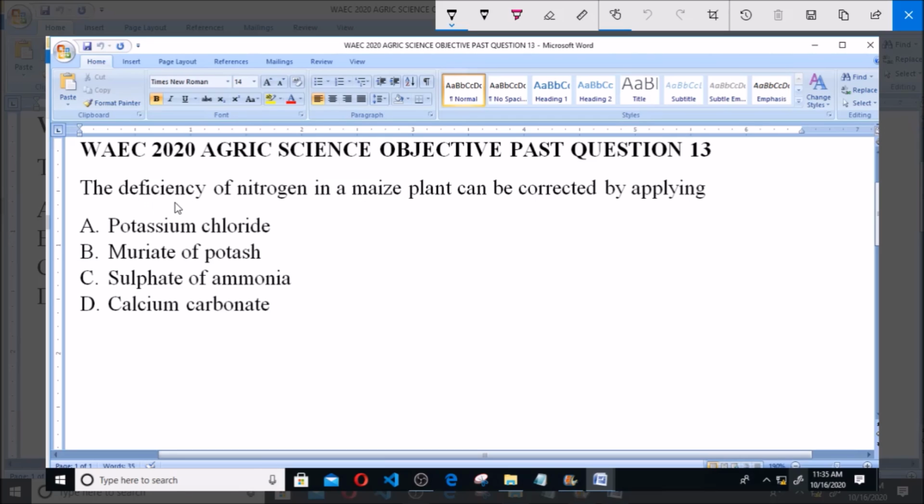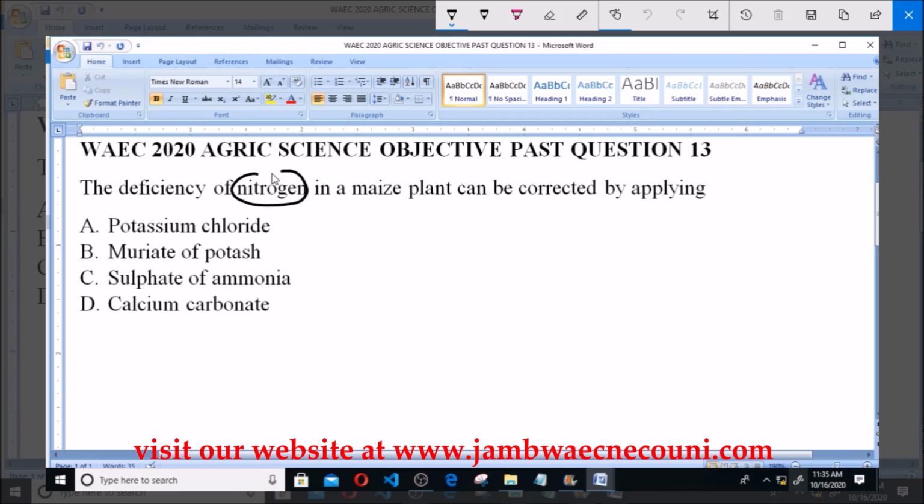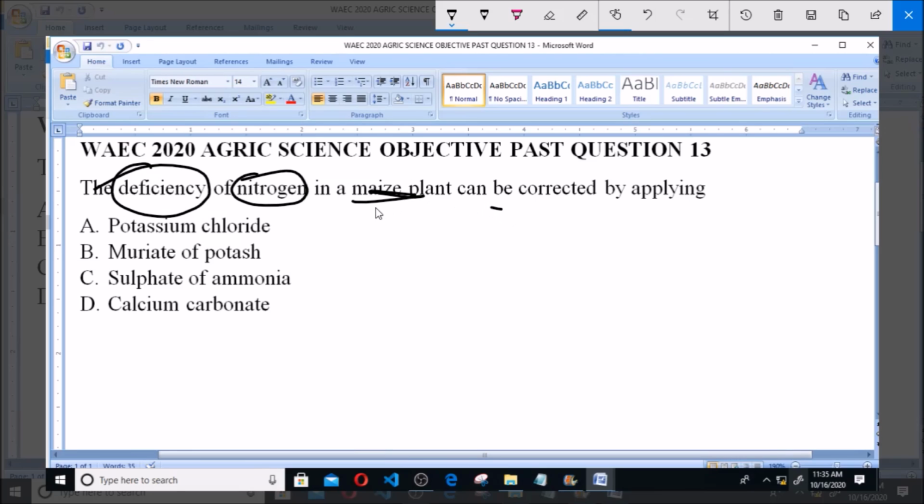So we're asked for what you can use as a nitrogen supplement for plants, specifically in this case a maize plant. So the deficiency of nitrogen, what can you apply to correct it? Option A says potassium chloride, B says muriate of potash, C sulfate of ammonia, D calcium carbonate.